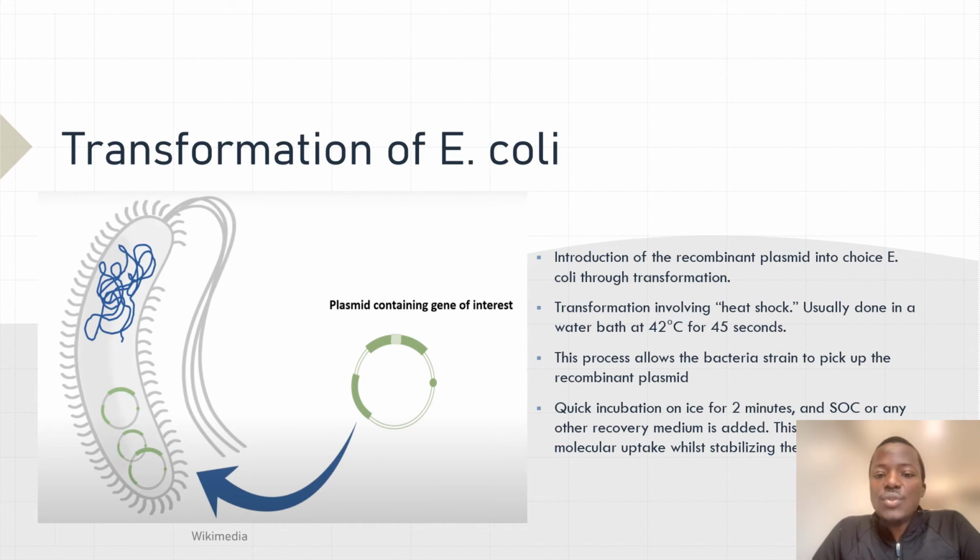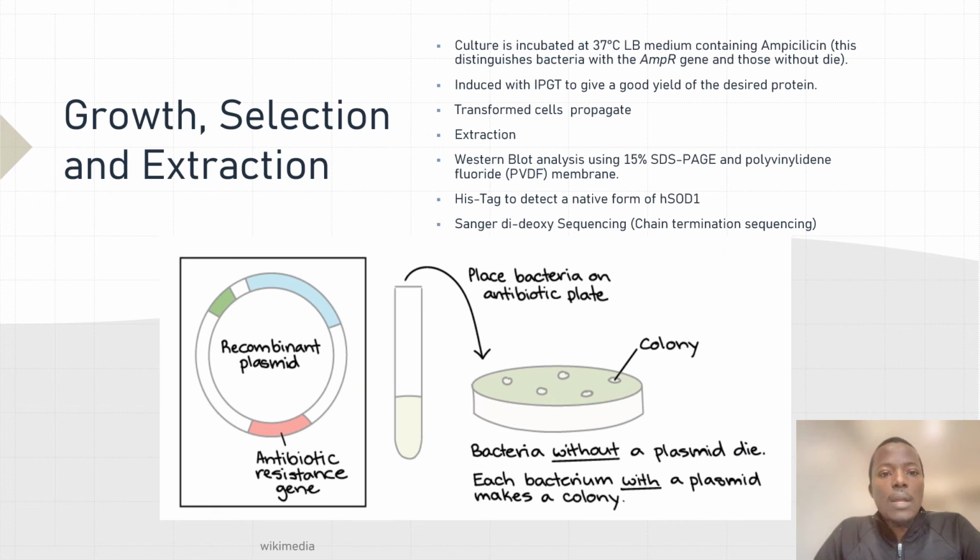And then we add our SOC or any other recovery medium that allows or improves molecular uptake while stabilizing the cells. This also allows the bacterial strains to pick up the recombinant plasmid. Then we incubate our culture at 37 degrees in a shaking incubator for about 45 minutes to 1 hour, before we now transfer this bacteria onto an antibiotic plate, LB medium containing ampicillin.